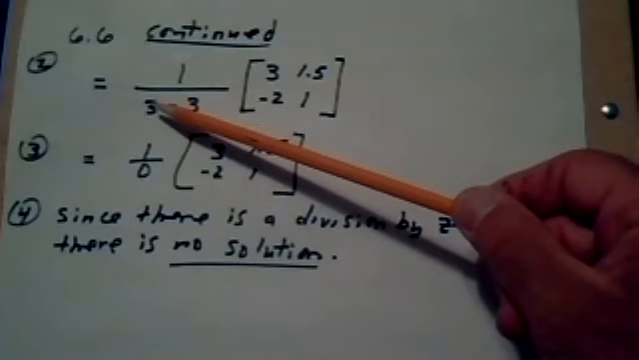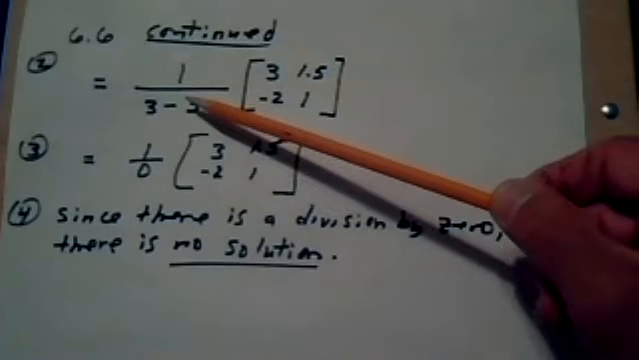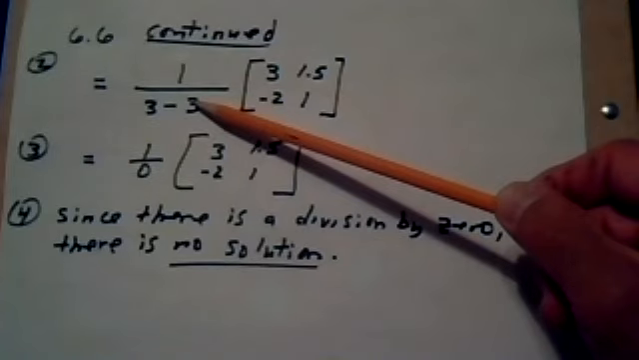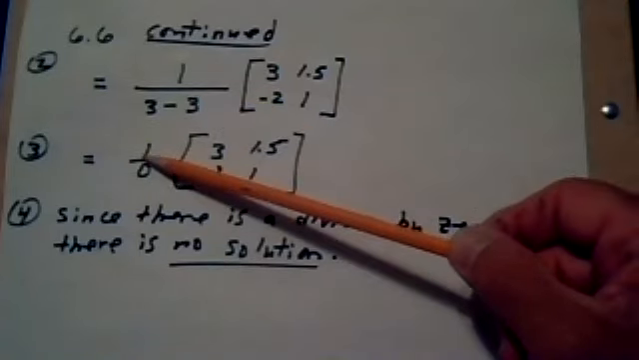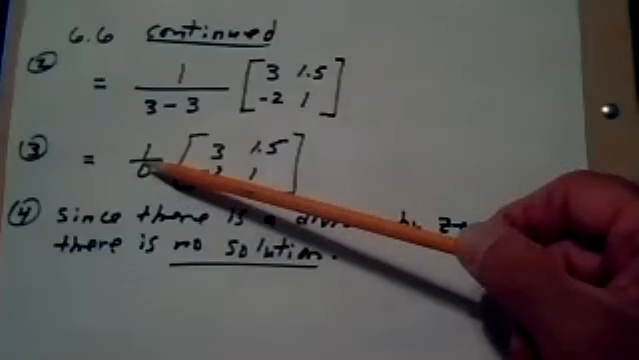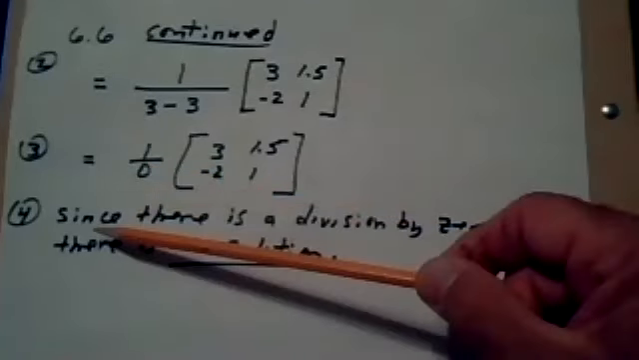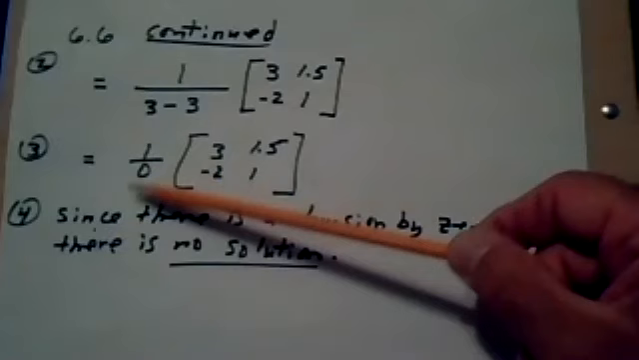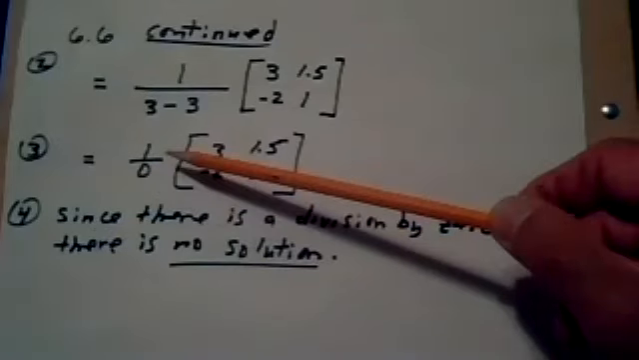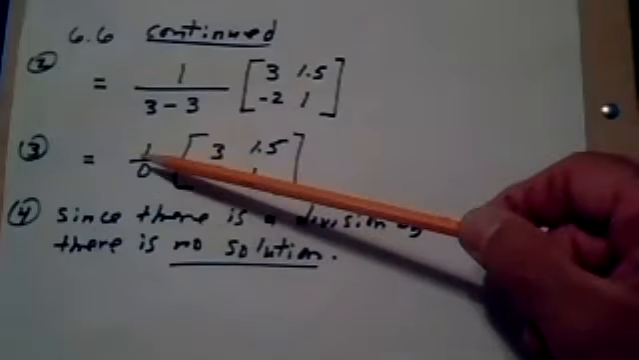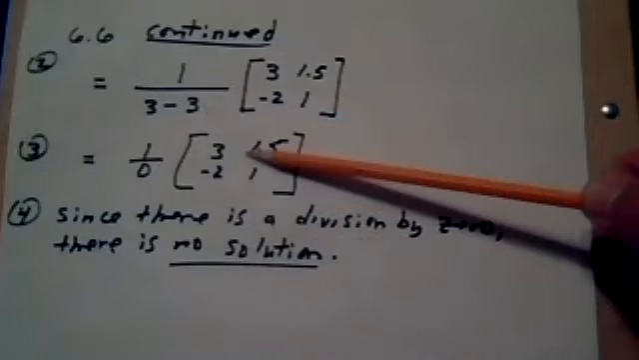So as soon as you see a division by 0 in any math problem, you stop because you can't divide by 0. If this had not been a 0, I would have multiplied this number times each one of those, and that would have been my answer. But since I have a division by 0, everything stops. Since there's a division by 0, there is no solution. There is no inverse. So there's no inverse here.